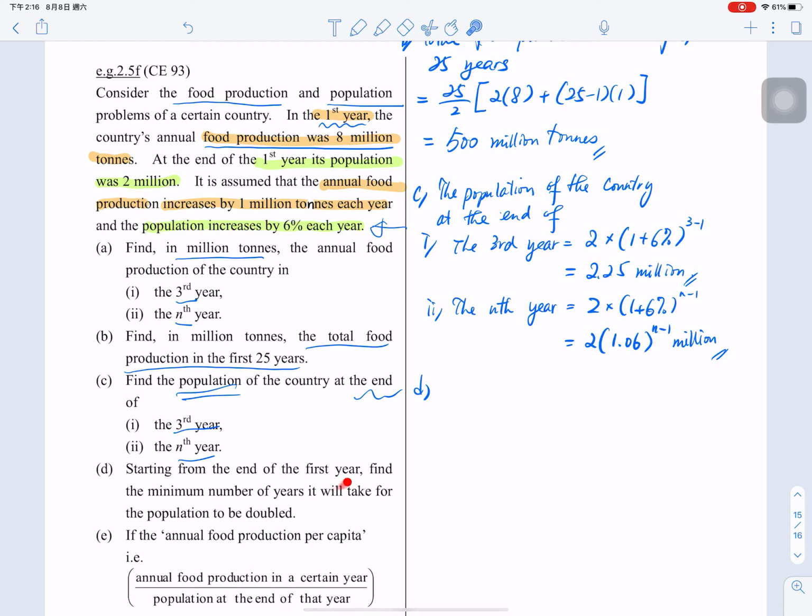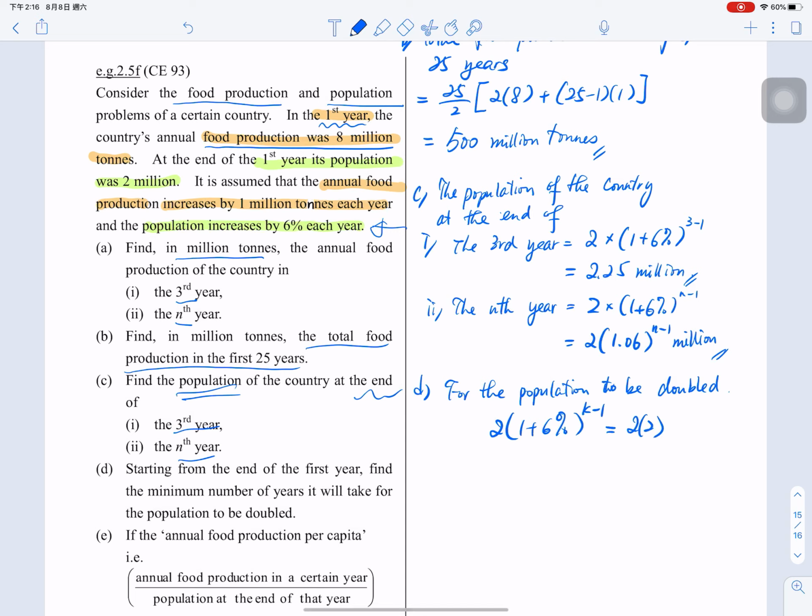Start from the end of the first year. Find the minimum number of years it would take for the population to be double. The population to be double, then how many years? So for the population to be double, right? So 2 times 1 plus 6%, right? And then I'll make it as k.